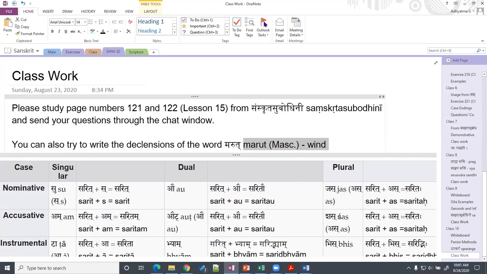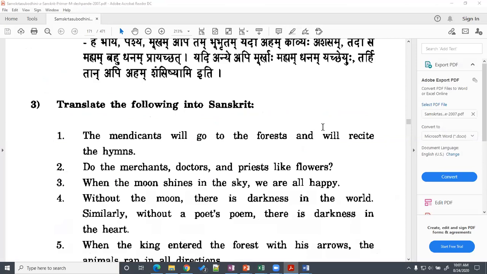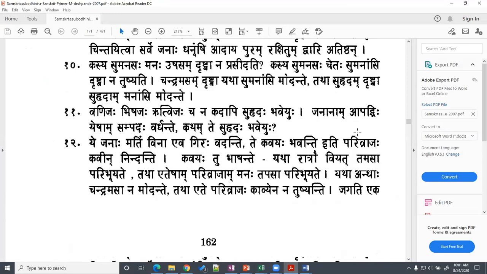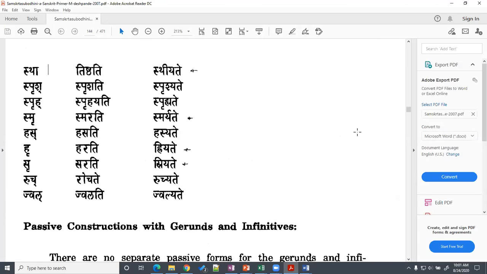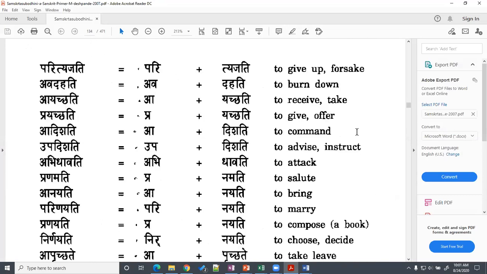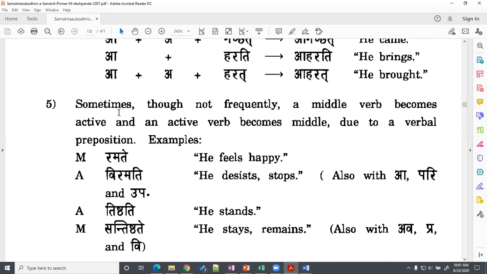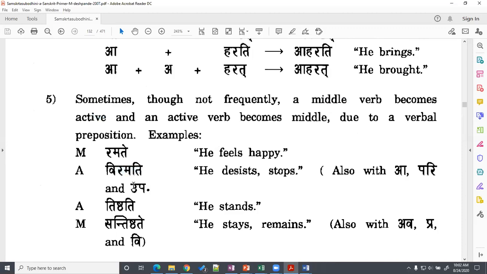There is a question: can you please explain number 5 on page 122? Okay, so let's go to page 122. Here, in point number 5, sometimes, though not frequently, a middle verb, which the author refers to as Atmanepadi, becomes active, which he refers to as Parasmaipadi, and then Parasmaipadi becomes Atmanepadi due to a verbal preposition. I told you the same thing with Jayati and Vijayate. He is giving Ramate and Viramati, another example, with the root Ram. So it is the same concept which I had told you with Jayati and Vijayate.